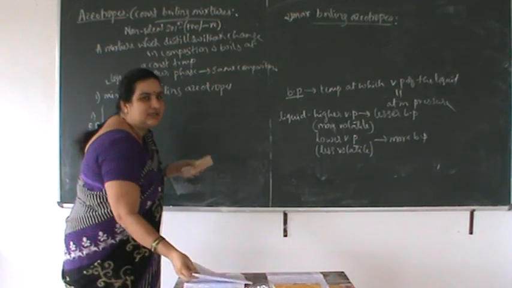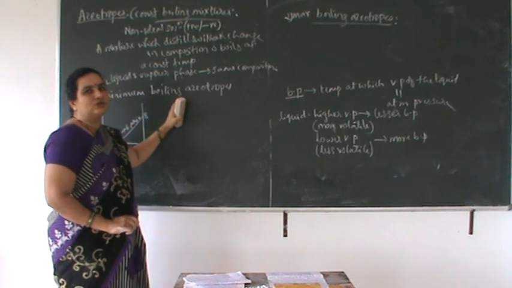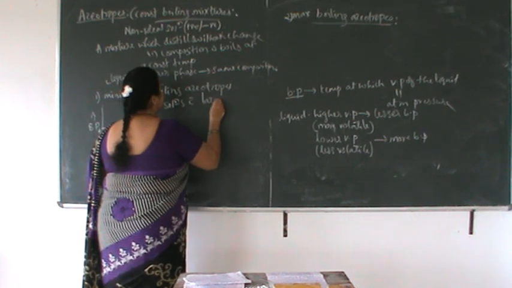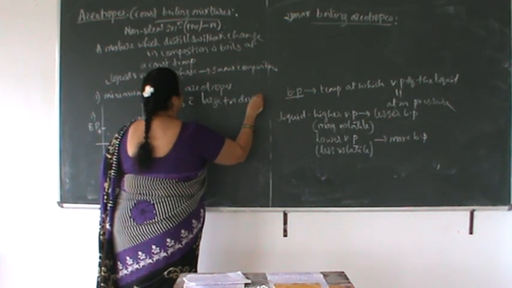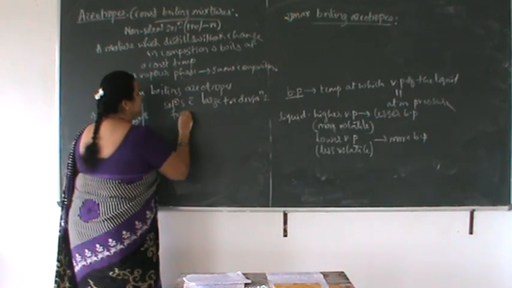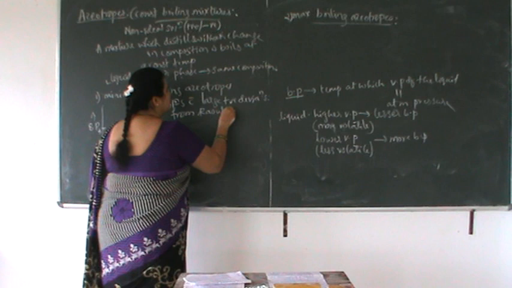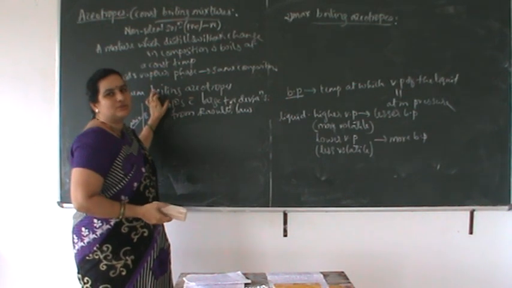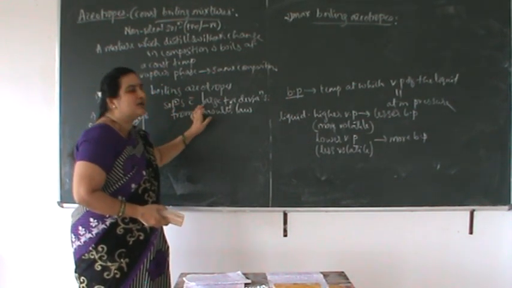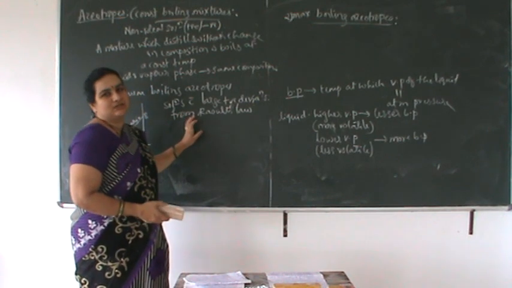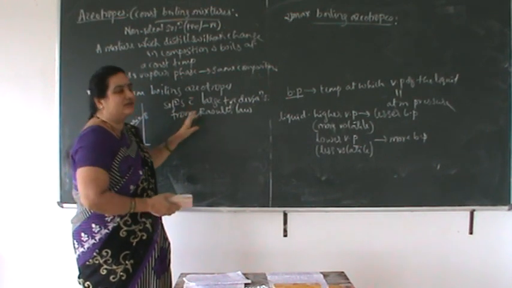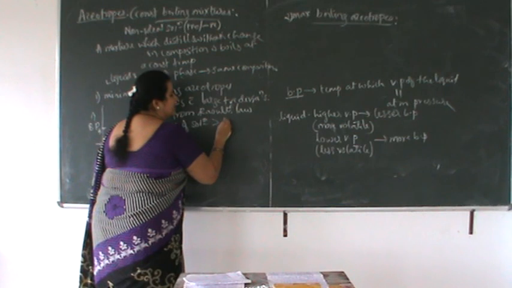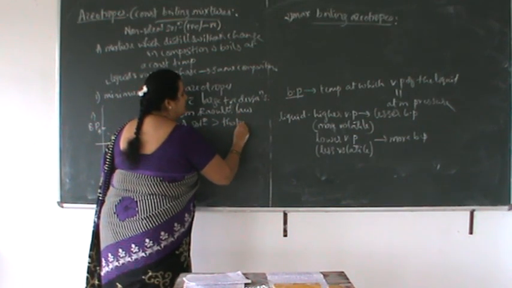Minimum boiling azeotropes are shown by solutions with large positive deviations from Raoult's law. Because of the large positive deviation, the vapor pressure of the solution is more than that of the pure components.